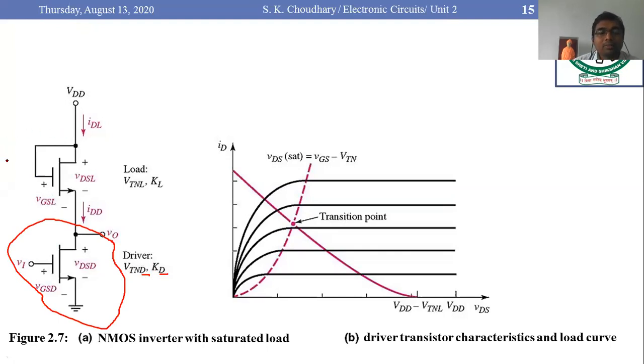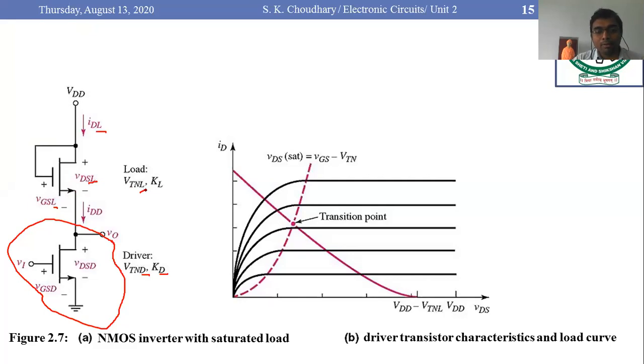Similarly, the MOSFET as a diode would be used as an enhancement load. So here it would be used as a load device. So VDSL, VGSL, IDL, VTNL, just to distinguish the load and drivers.